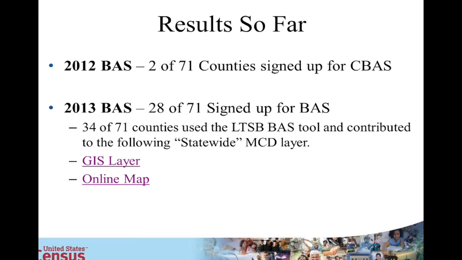Our results so far: in 2012 for BAS and C-BAS, 2 counties out of 71 counties signed up for C-BAS. 2013, I have 28 out of 71. Gail's got more that were signed up there, which is really a good thing. But during our collection of data through the BAS tool for this last round of the Boundary Annexation Survey, and that ended on March 31st, I believe was the deadline, we did have 34 counties in the state actually use the tool and contribute to a quote-unquote statewide MCD layer. That layer is online. It's posted right off of our website in shapefile format with some metadata associated with it, and also on an online map at esri.com or arcgis.com. So it is a searchable layer that you can pull into ArcMap or potentially any other GIS system you have.